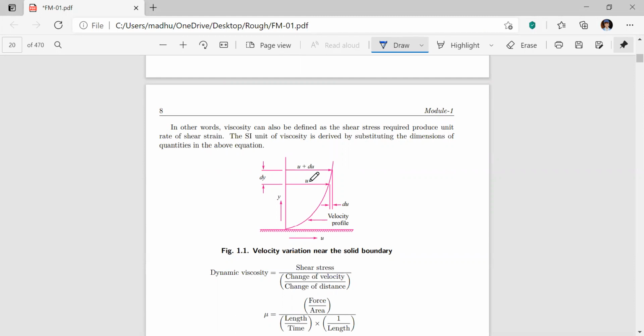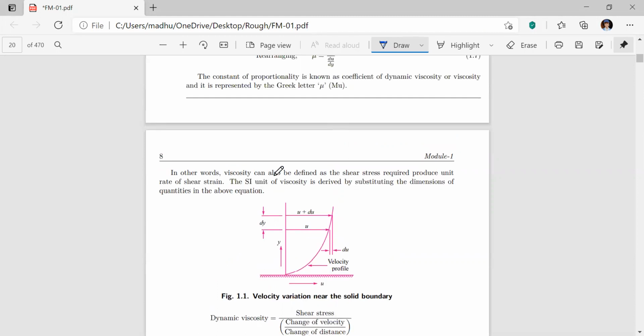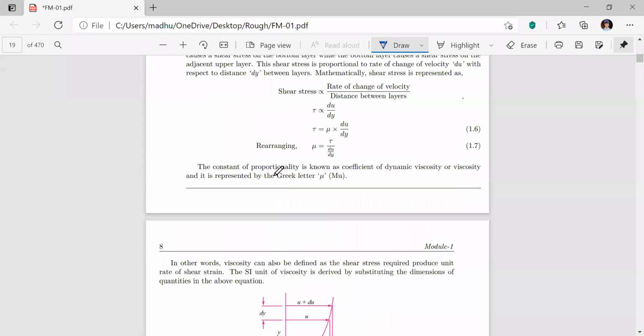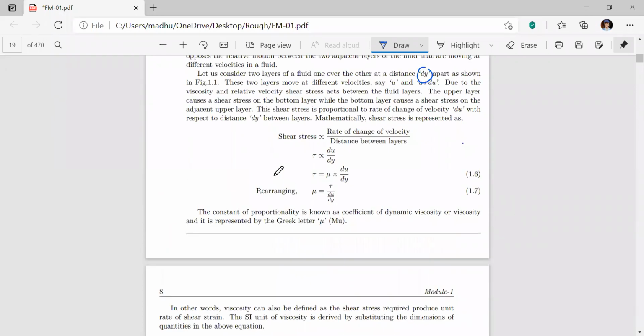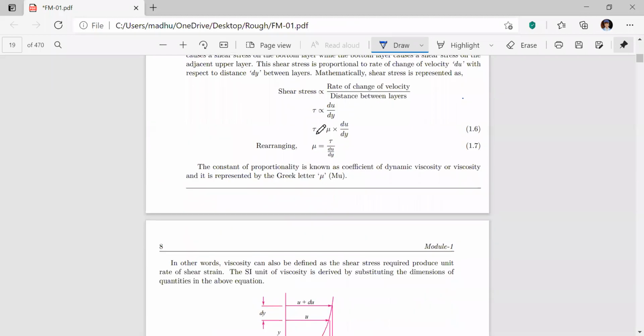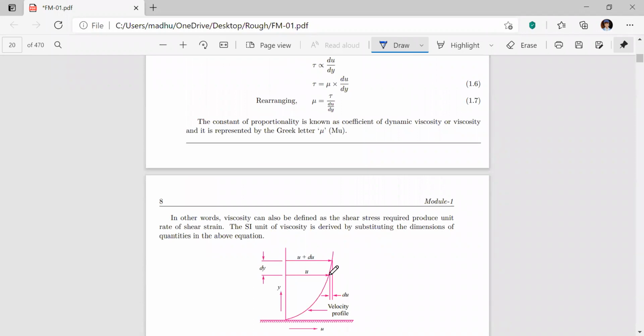The fluid will have the velocity u at y and velocity u plus du at another layer, which is equal to y plus dy. Now using this experiment, we are going to discuss the expression for the viscosity. As per this, we already studied that there is a shear stress between these two layers. I have considered two layers, one is this layer and another one is this layer. Between these two layers, when they move, there is a shear stress.